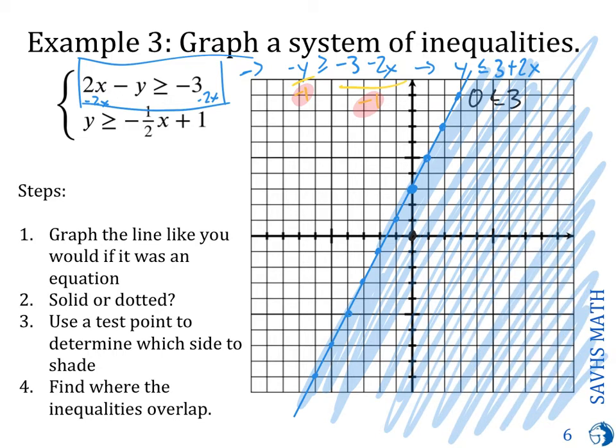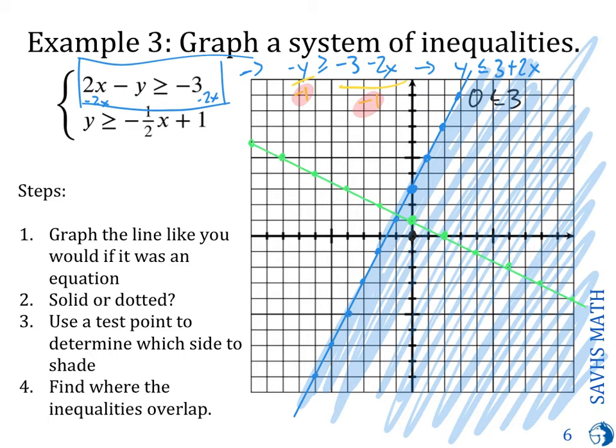The next one is already in y equals mx plus b, so I can just graph that. So the y-intercept is 1, slope is negative 1/2. This one also says or equal to, so I can graph it with a solid line, like that.